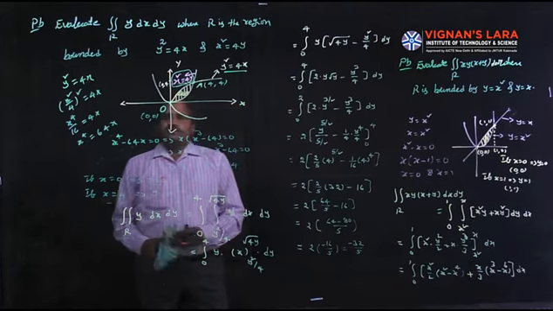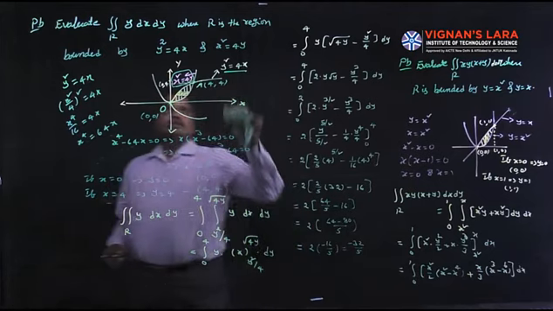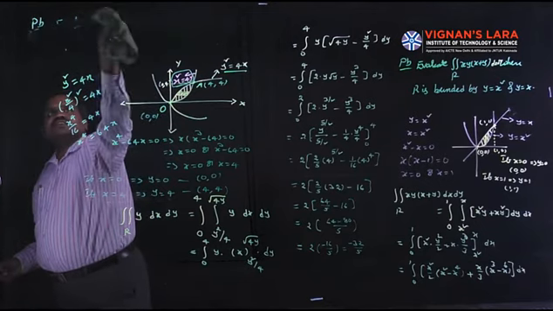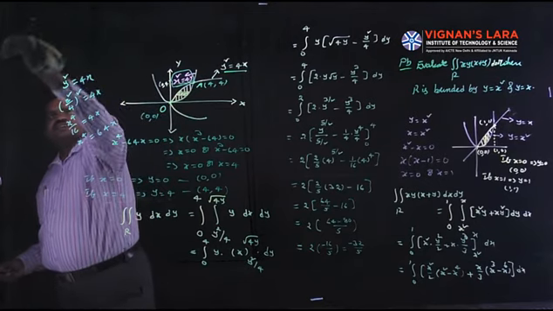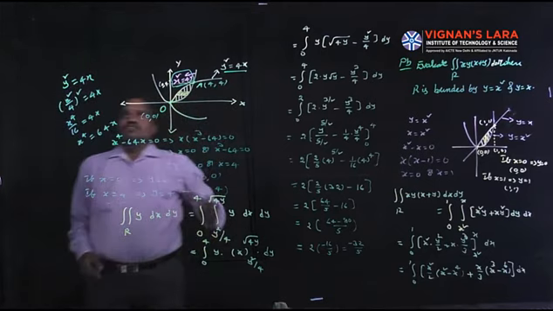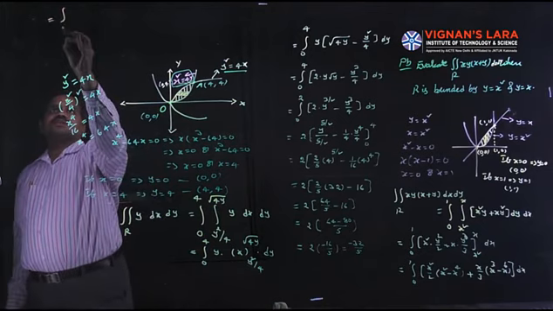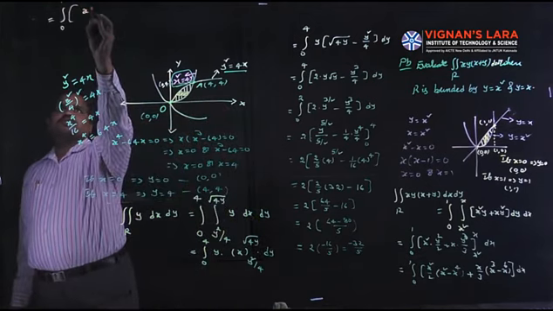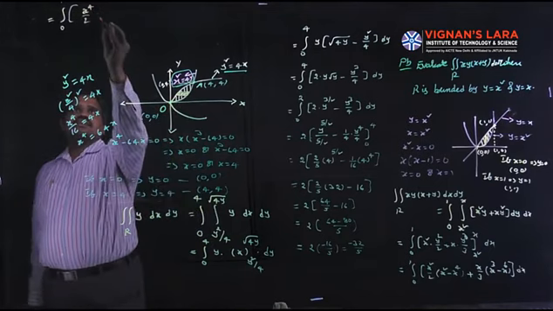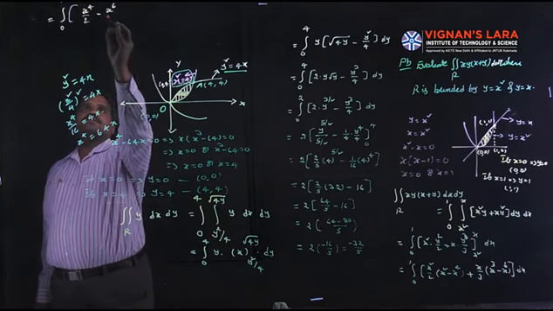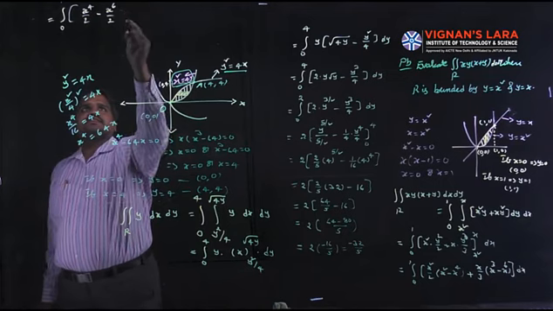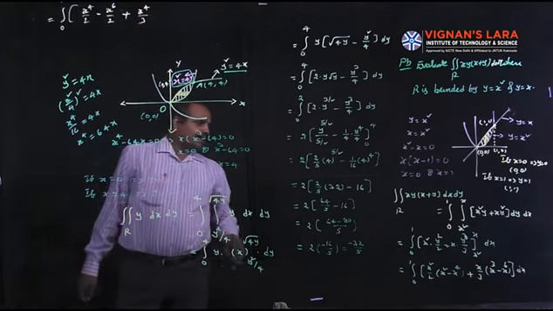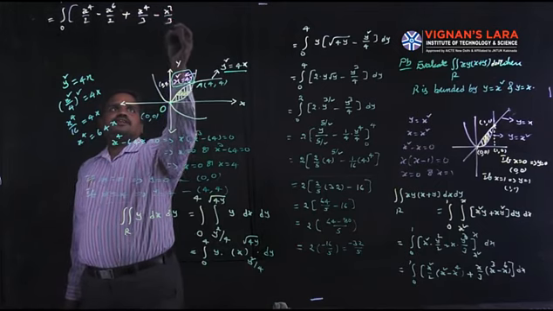Now we are simplifying that value, which is equal to integral 0 to 1 of x² times x², x⁴/2, minus x⁶/2, plus x/3 times x³, x⁴/3, minus x⁷/3, dx.